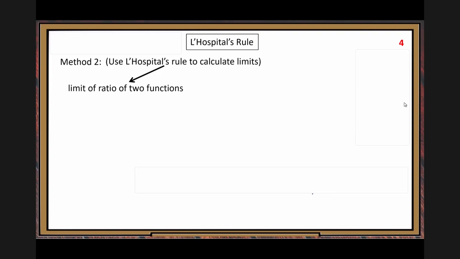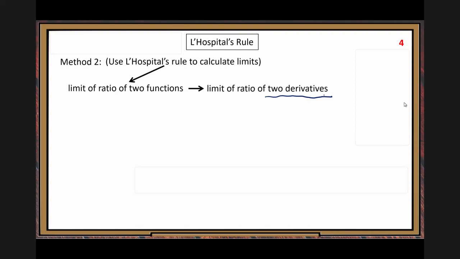When we calculate the limit of two functions, that's the situation where we may need to consider L'Hopital's rule. Basically, this limit equals the limit of the ratio of two derivatives under some condition. We need to check some basic condition.